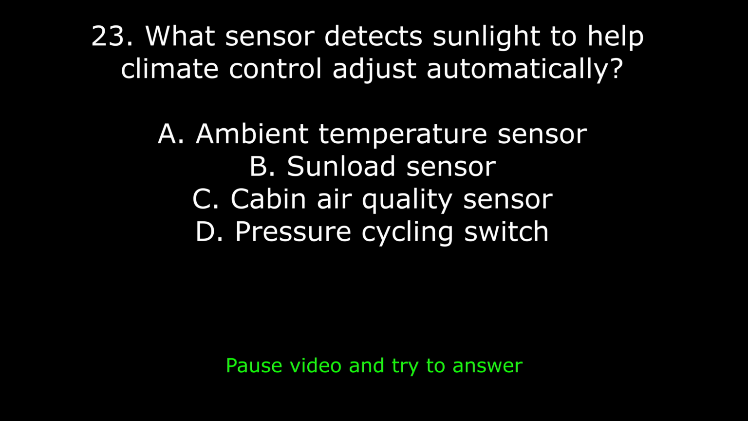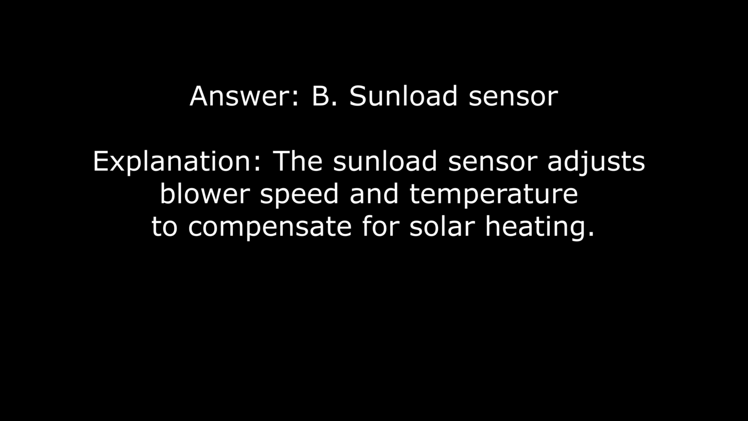23. What sensor detects sunlight to help climate control adjust automatically? A. Ambient temperature sensor. B. Sun load sensor. C. Cabin air quality sensor. D. Pressure cycling switch. Answer: B. Sun load sensor. Explanation: the sun load sensor adjusts blower speed and temperature to compensate for solar heating.